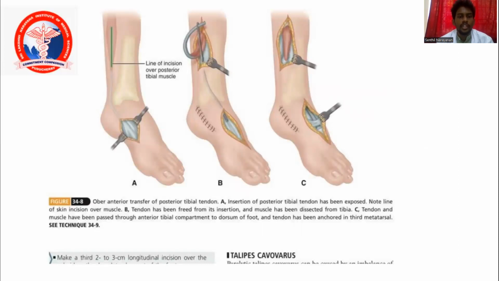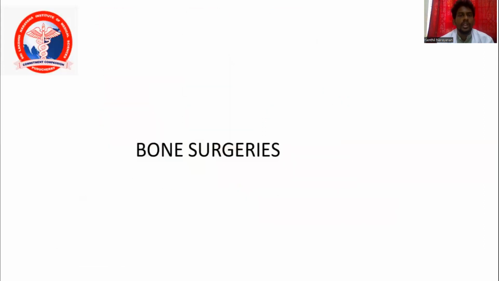In Ober's anterior transfer of the posterior tibial tendon, you can see the line of incision over the posterior tibial muscle. The insertion of the posterior tibial tendon has been exposed, the tendon has been freed from its insertion, and the muscle has been dissected from the tibia. Tendon and muscle pass through the anterior tibial compartment to the dorsum of the foot, and the tendon has been anchored in the third metatarsal.